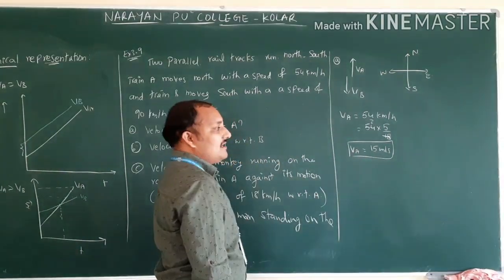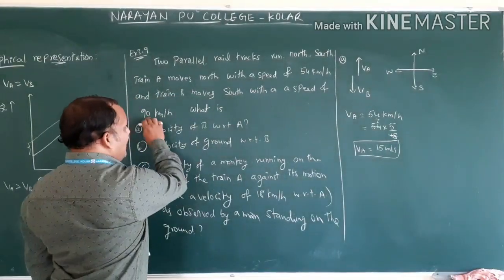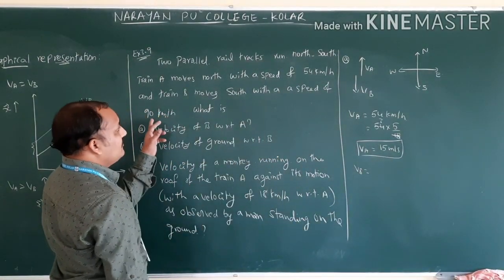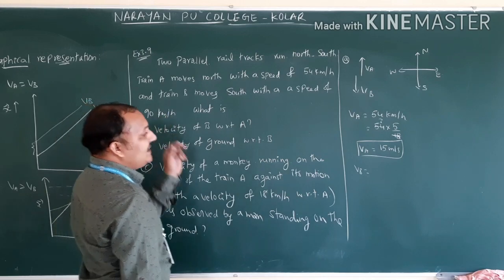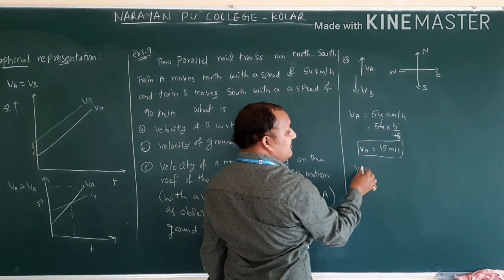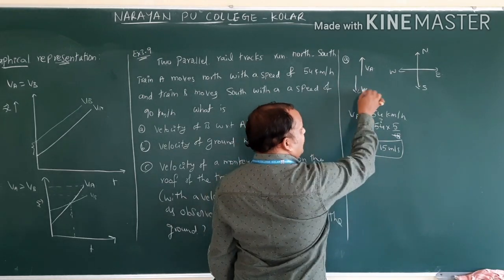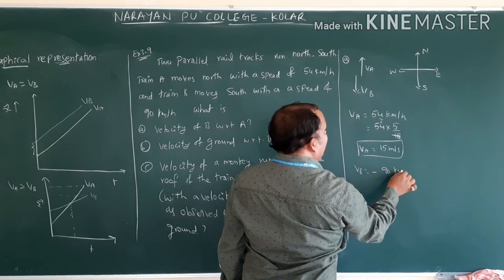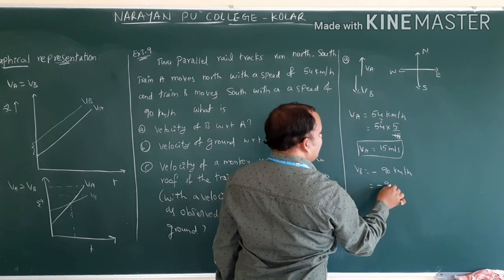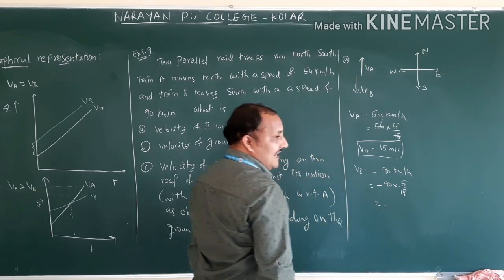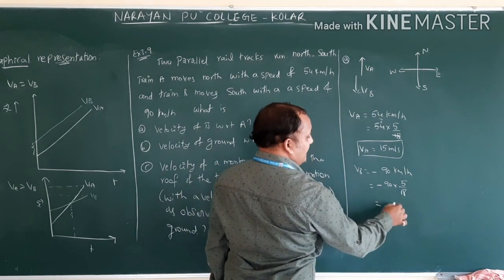This is the velocity of train A. Now the velocity of train B, how much did I give? VB is towards south, 90 km per hour. How is VB moving? Downwards. Therefore, we should take this VB as negative. So it is minus 90 km per hour. Minus 90 into 5 by 18. How many times will it cancel? 5 times, right?